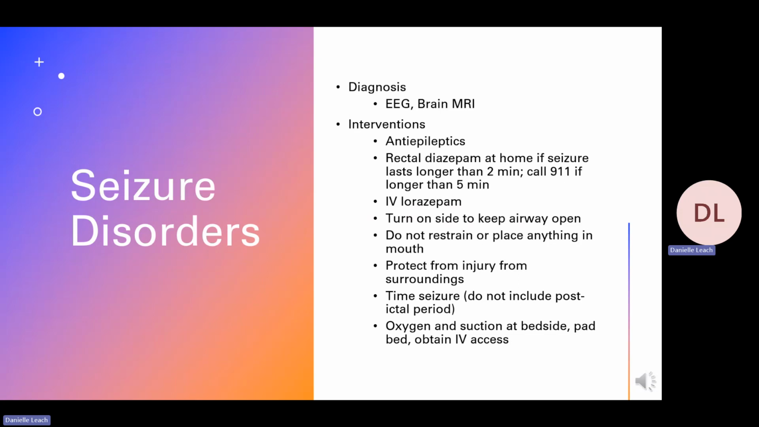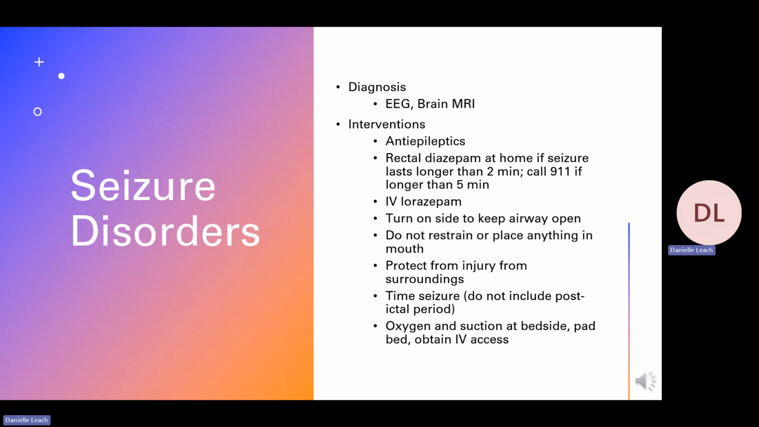Seizure disorders are diagnosed with the use of an electroencephalogram or an EEG, which monitors the brain waves of the child, and we can see if those are abnormal, and they can diagnose, say, epilepsy from there. You can also do a brain MRI to see if there's any sort of structural abnormalities.